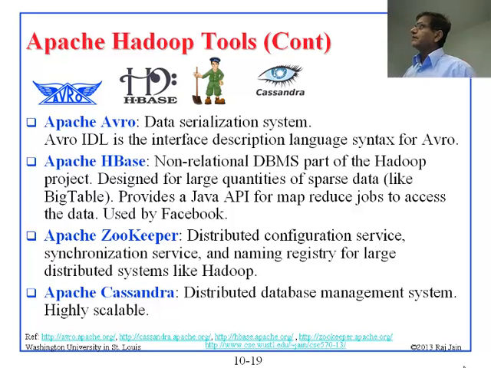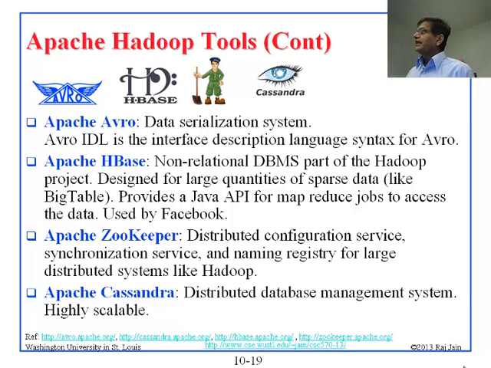It is non-relational, and provides a Java API to access the data, used by Facebook. So basically big companies are using all this software. Obviously, since Hadoop was developed by Yahoo, they are using all of it. Facebook is using it, and Amazon and everybody, you name it, they are all using this now.